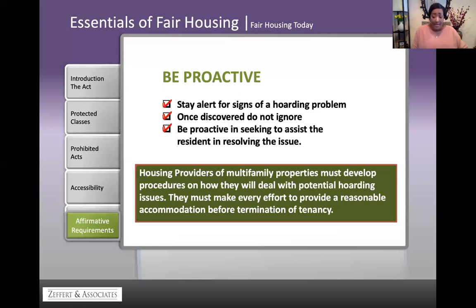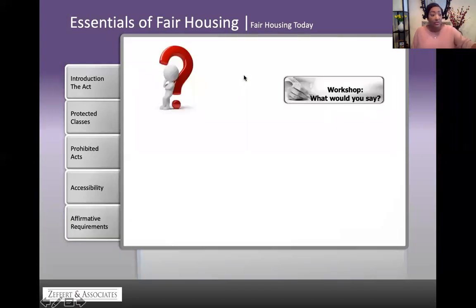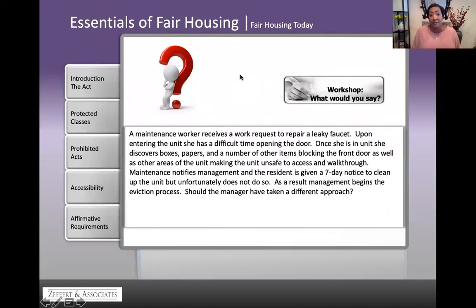There was something else. I hate when I lose my train of thought, but it was something else I wanted to have as a bullet point before you discuss it with legal counsel, because maybe sometimes there's family that can assist to help. Okay, sometimes there's no family. All right, and what does your legal team say about what the next step would be before you immediately move to termination of tenancy? So just know that hoarding is covered as a disability, a mental disability, under the Fair Housing Act.